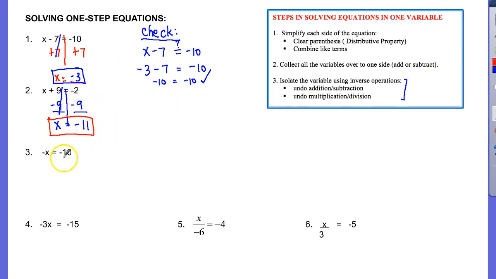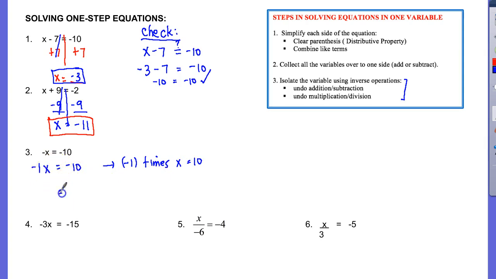Okay, the next one. This one is a little bit different. It says negative x equals negative 10. What's that negative x? There's actually an invisible 1 there. That is negative 1 x equals negative 10. And remember, negative 1x means negative 1 times x. So negative 1 times x equals negative 10.